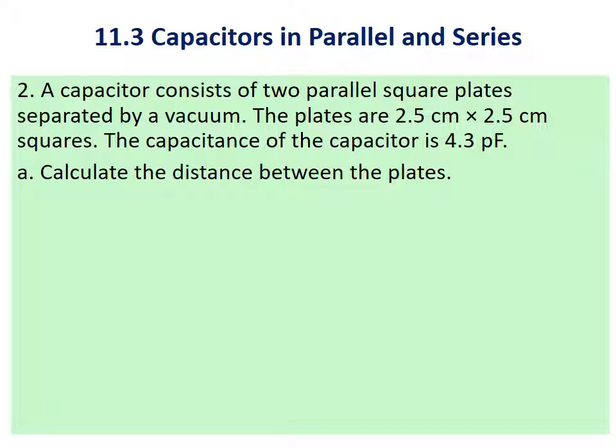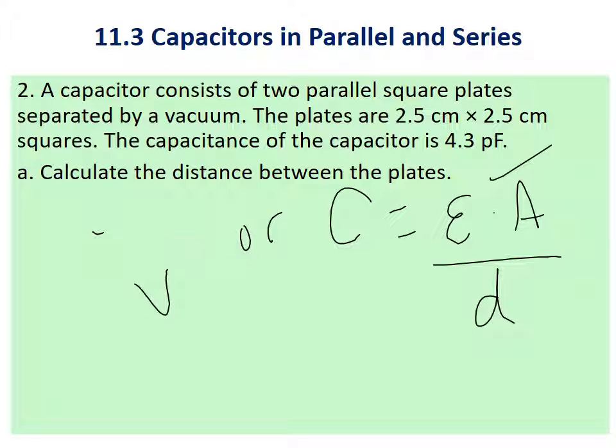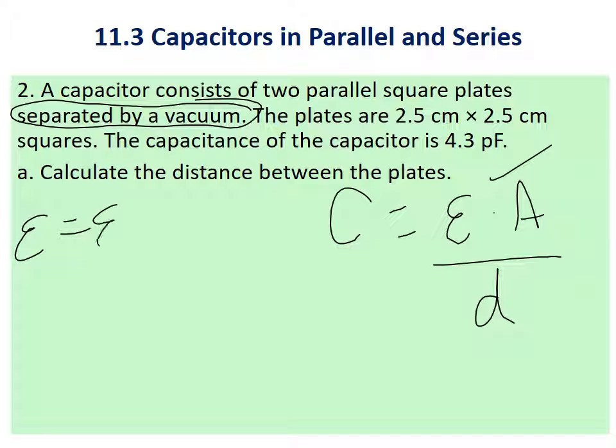So there are two equations we can use here. We can either use C equals Q over V, or we have another equation. We can use C equals epsilon times the area divided by D. Which do you think we should use? And if you said this one, you are correct. We should use the one on the left. What is the epsilon? Epsilon in this case is the permittivity of free space because it's separated by a vacuum. So our epsilon is epsilon naught, and that value is in the front of the data booklet.